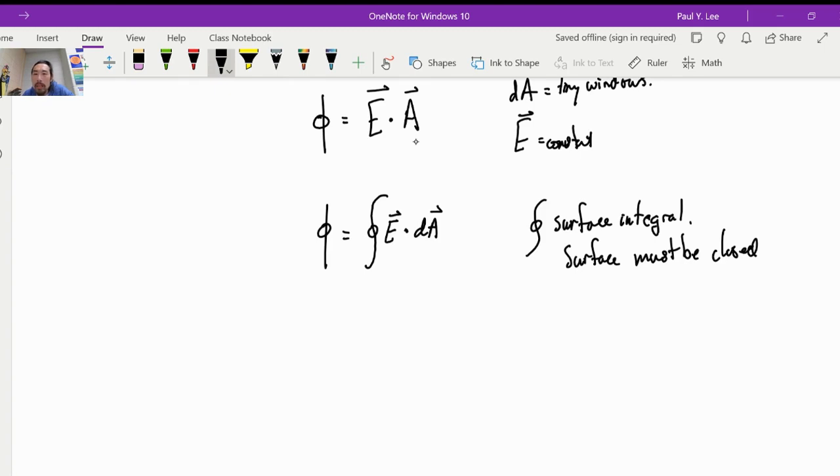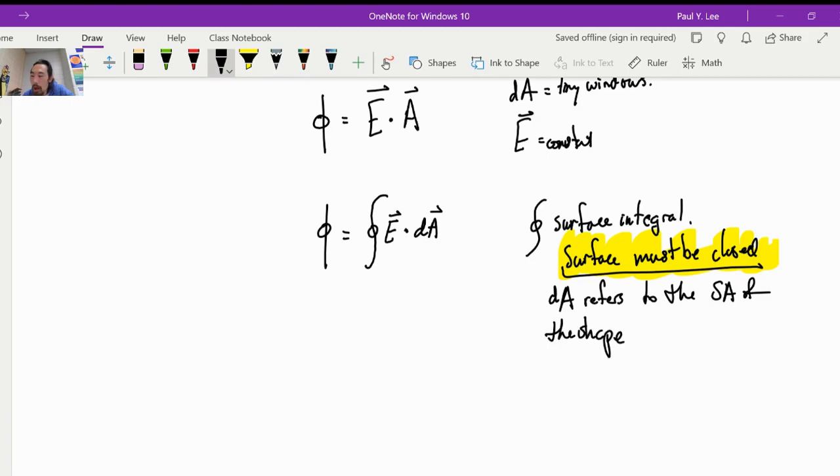Very important. And the idea behind that is we have to have teeny tiny windows encasing our point charge. We can't leave a single point that does not have a teeny tiny window. So the surface must be closed. So important. I'm going to highlight it. Okay. And this surface integral and the dA refers to the surface area of the shape. Okay, and the shape in our situation is a sphere.